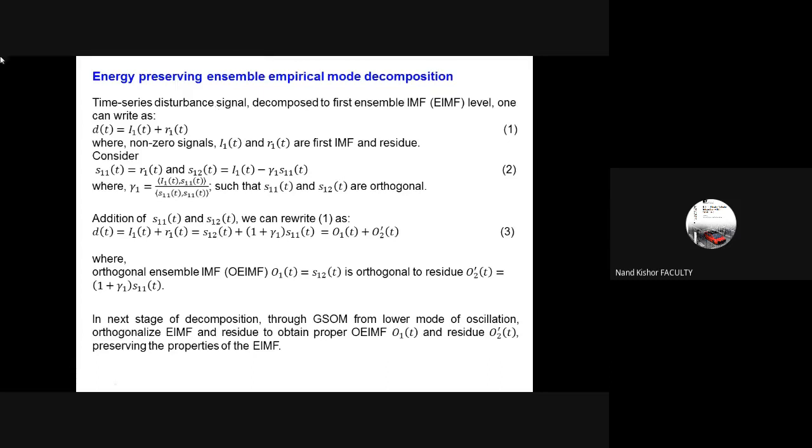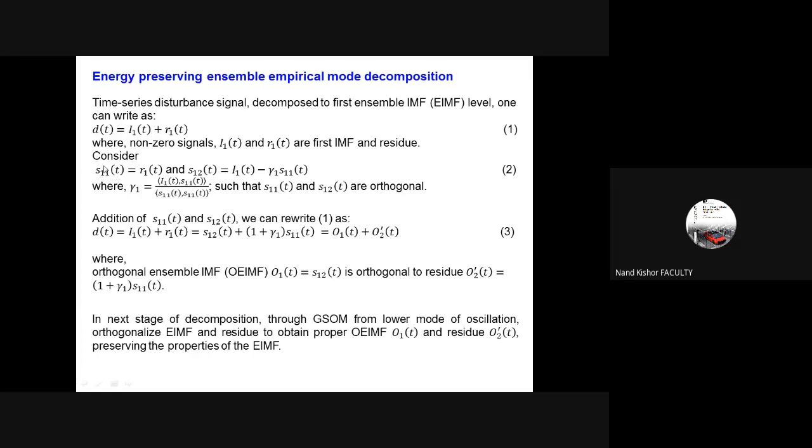As such, we have a little bit advanced one. So here we have the energy preserving. So what we do here, let's say that this is your disturbance signal, a time series disturbance signal, and then it is decomposed into the first IMF here, and then the residue part here, where you have a non-zero signal. IMF and residue part. These are the first IMF, right? And then we have it later on.